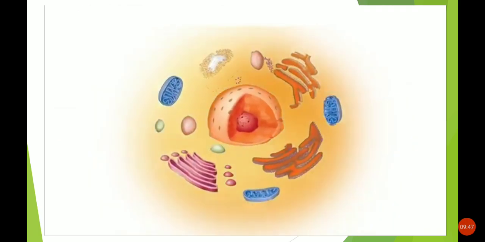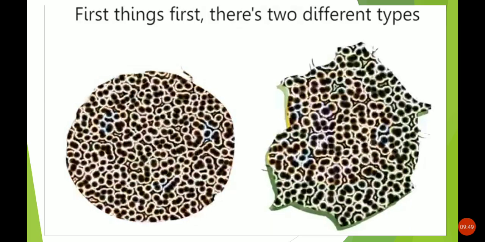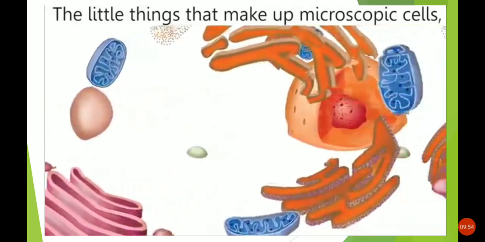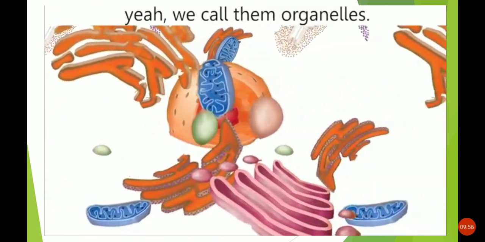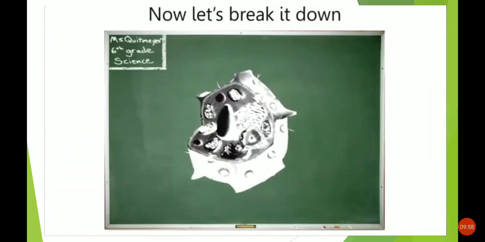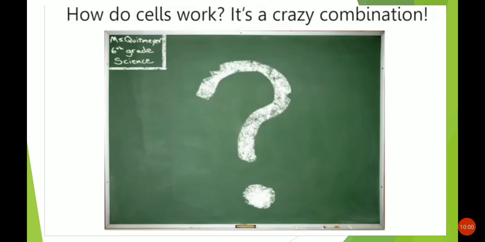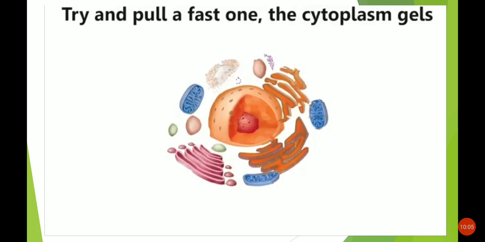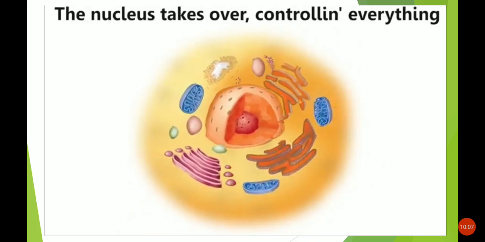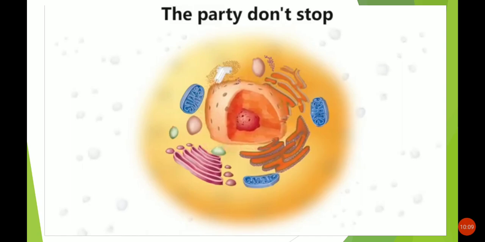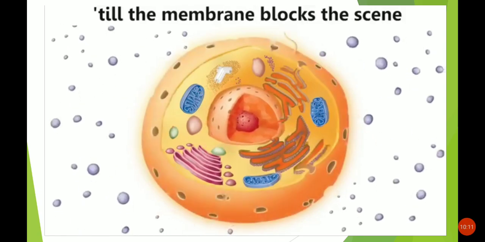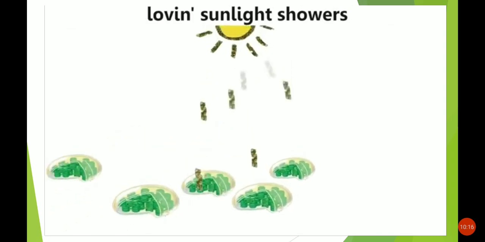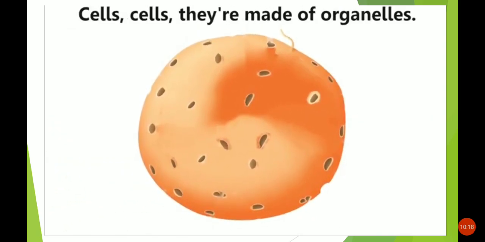First things first, there's two different types, animal and plant cells that make up all life. The little things that make up microscopic cells, the main structures, yeah. We call them organelles. Now let's break it down and get some information. How do cells work? It's a crazy combination. Cells, they're made of organelles. Try to pull it fast when the cytoplasm gels. The nucleus takes over, controlling everything. The party don't stop till the membrane box is seen. Inside the vacuole, we can float around for hours, running around with chloroplasts, loving sunlight showers. Cells, they're made of organelles.